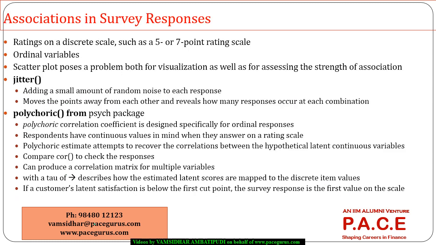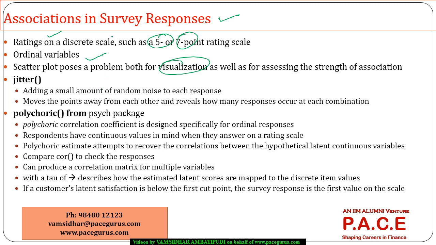Then one more aspect that we want to look at in this session is the associations in survey responses. Especially if you see the survey responses, they are more or less 5-point scales or 7-point scales where the variables are more or less ordinal in nature. We talk about extremely dissatisfied, dissatisfied, okay, satisfied, extremely satisfied, some such kind of ratings which are on a discrete scale. So when I'm trying to visualize that using a scatter plot, it really does not give any kind of meaning for me.